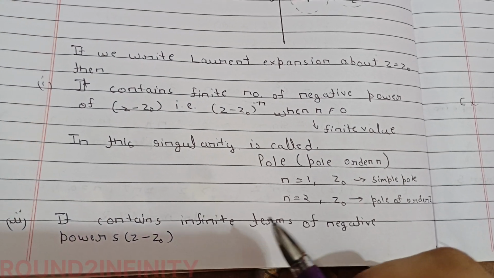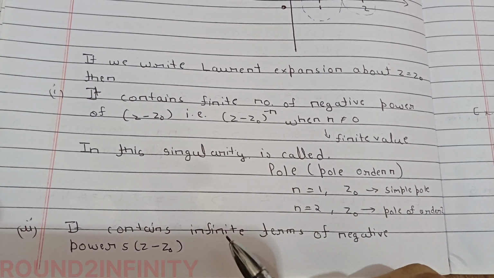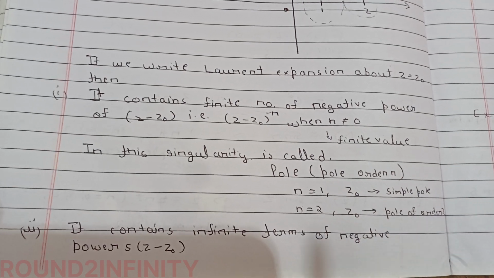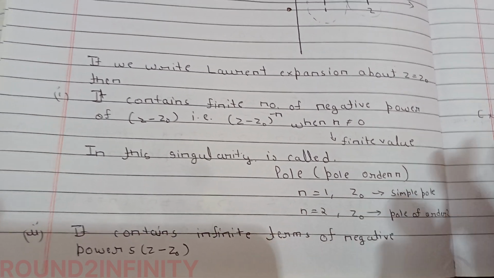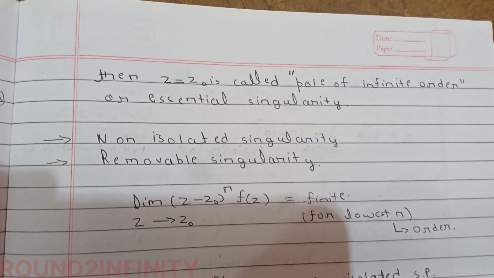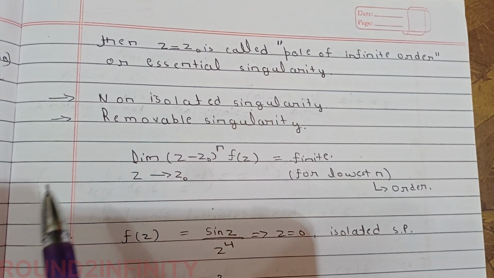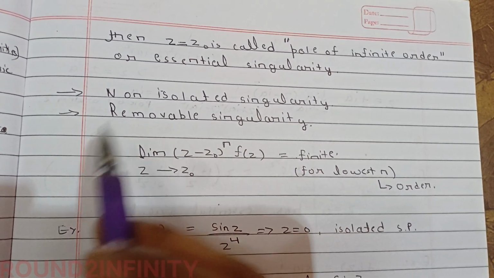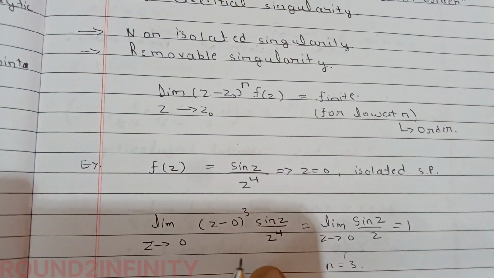Now suppose it contains infinite terms of negative powers. If you have infinite terms of negative powers, it will go like this: 1 upon z square, 1 upon z cube, and it will go to infinity. Then z equal to z naught is called a pole of infinite order, and we also call it an essential singularity. Now there are also non-isolated singularities and removable singularities. We will discuss them, but not today.